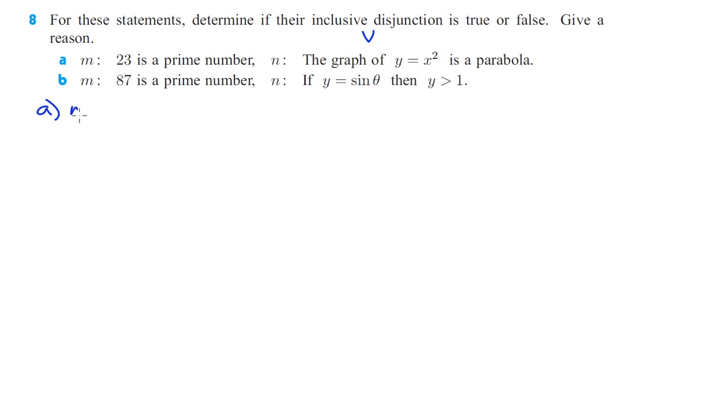So first one, really, we're looking for M or N. So 23 is a prime number, that's true. So really, without even figuring out what N is, we know, since we have inclusive disjunction, that this has to be true. Let's just double check. The graph of Y equals X squared is a parabola, that is also true. So that's true there.